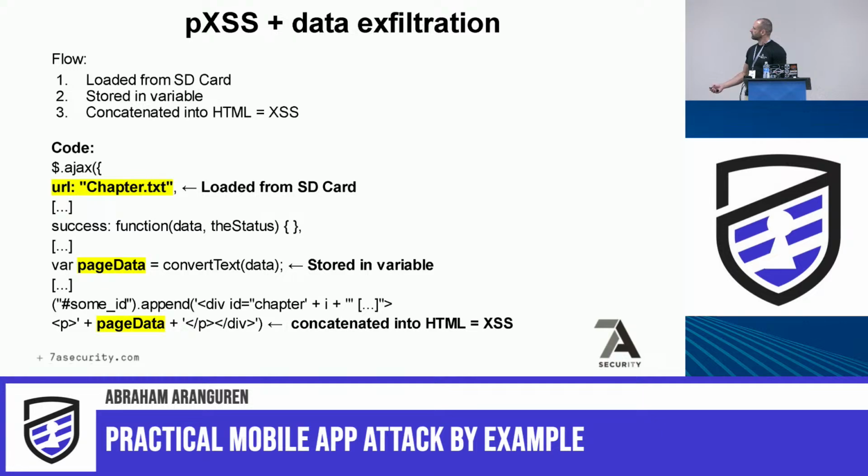So let's see this persistent XSS and data exfiltration scenario. You load this from the SD card, it's stored in a variable, and it's concatenated into HTML, so we have XSS. So this is the vulnerable code. There was a chapter txt file loaded from the SD card, then it's stored in a variable called page data, and then page data is concatenated as a string. Normally, string concatenation is what you should always look for, because lots of vulnerabilities like SQL injection, XSS, and HTML and XML injection are possible because of string concatenations.